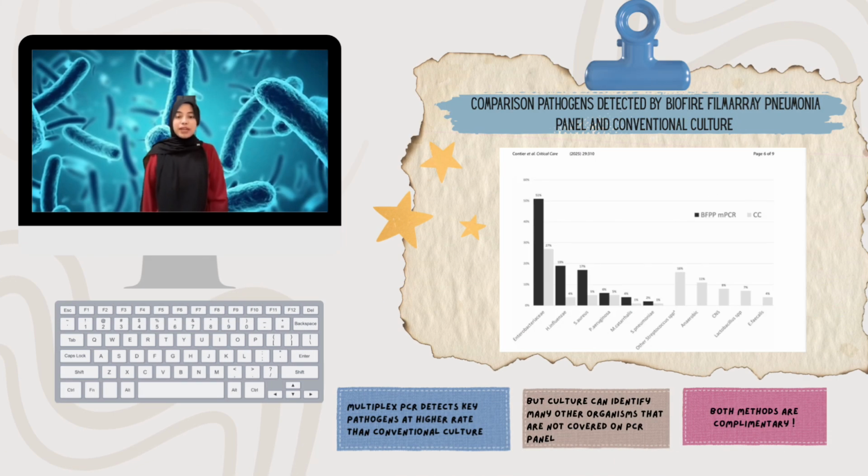These bar charts compare the pathogens detected by the BioFire FilmArray Pneumonia Panel shown in black versus conventional culture shown in grey. Multiplex PCR detects key respiratory pathogens at higher rates than culture, but culture still identifies many organisms that are not covered on the PCR panel, showing both methods are complementary.